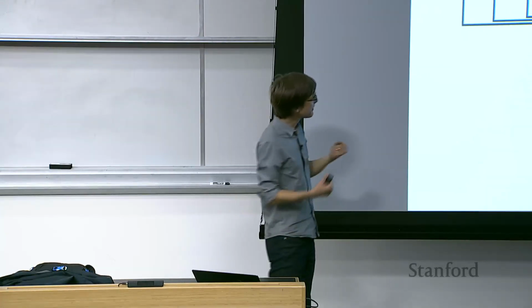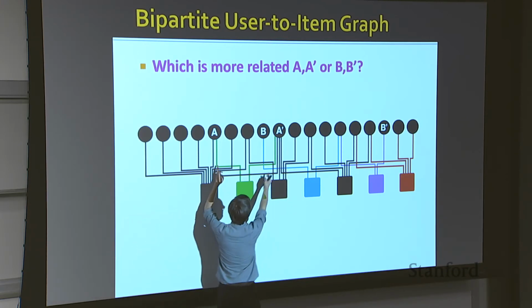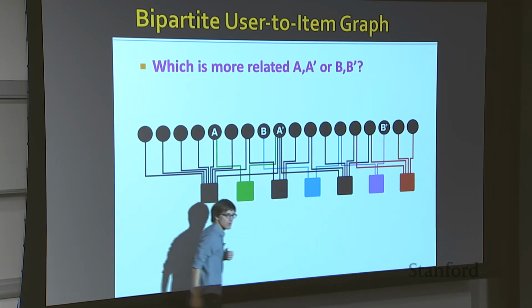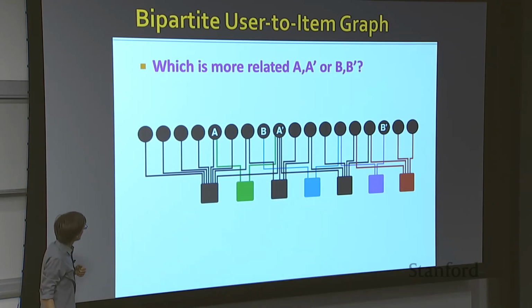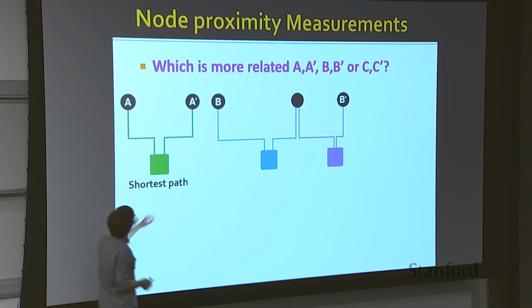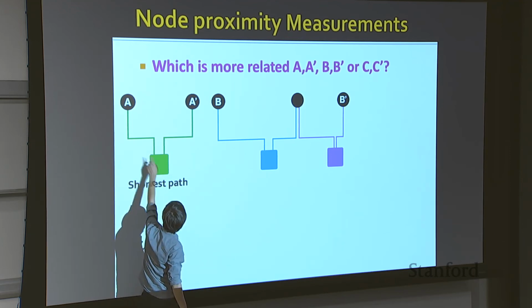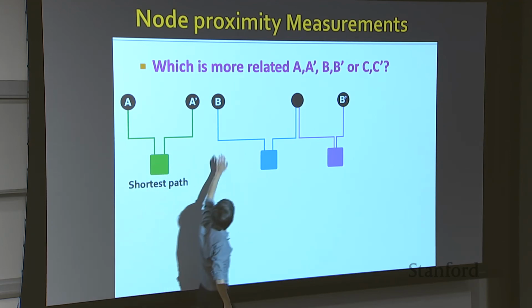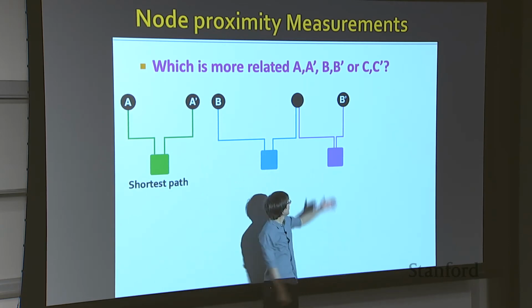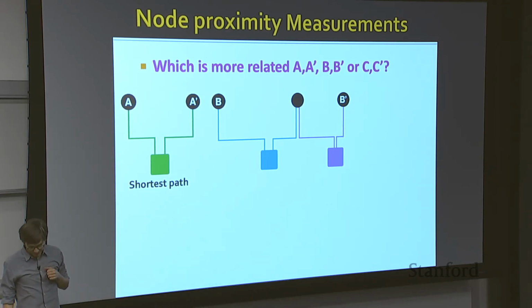So the question becomes, if I want to find items that are related, I could ask, are items A and A prime more related than B and B prime? How would you compute that? Right? And let me just take out the subgraphs of A prime and B prime. You would say, A and A prime are basically 2 hops away. There is one user in between, but B and B prime, there are 2 users in between. So AA prime is more related than BB prime, right?